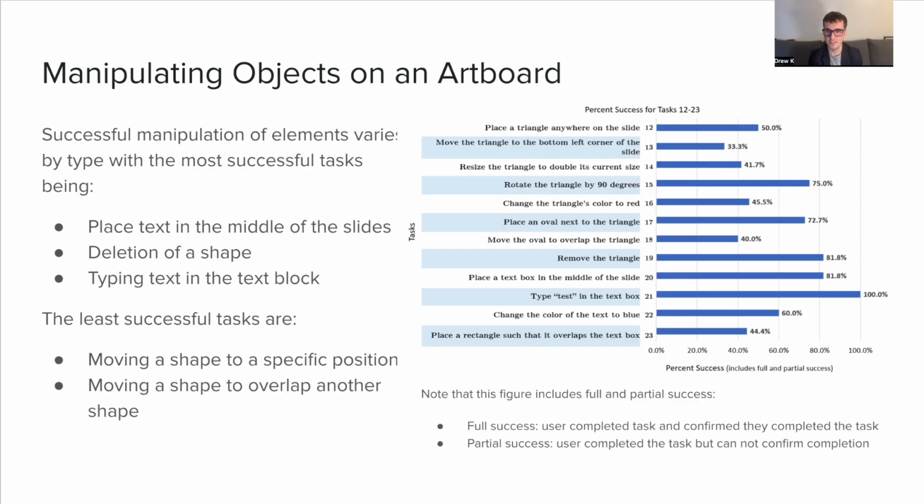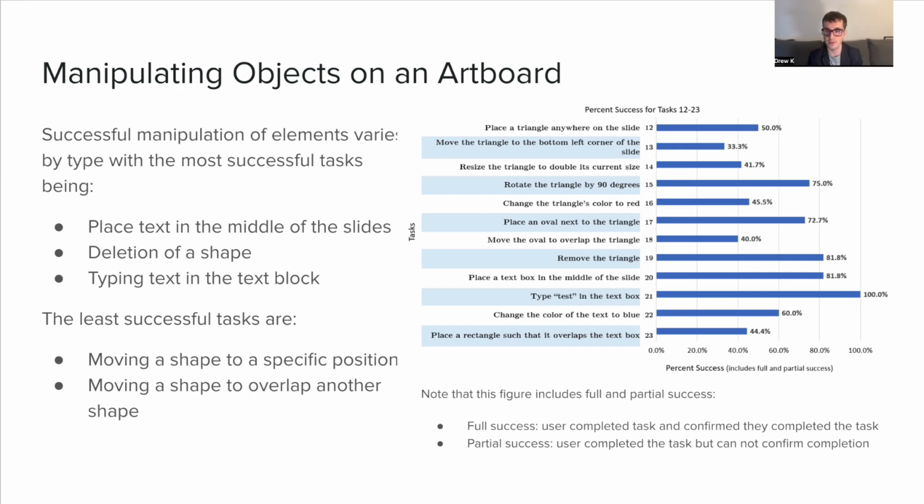The second half of this research project is focused on how effective blind screen reader users are at manipulating elements on an artboard. The figure includes both full and partial successes, where a full success means the user could manipulate the item and could confirm that they had successfully manipulated the item without intervention. Partial success means that the user manipulated the item successfully but could not confirm for themselves if they were successful or not. For manipulation, there was a more even distribution of success across tasks.